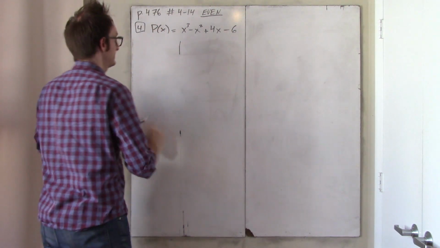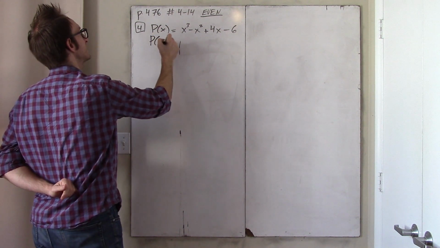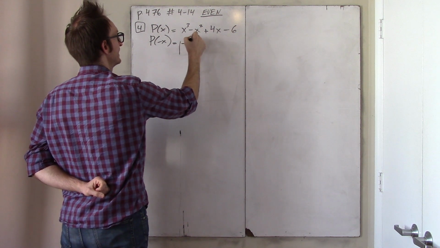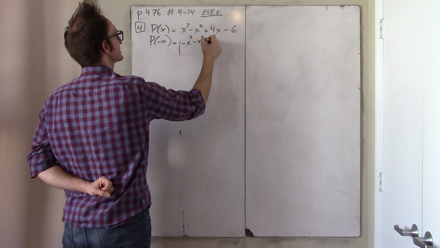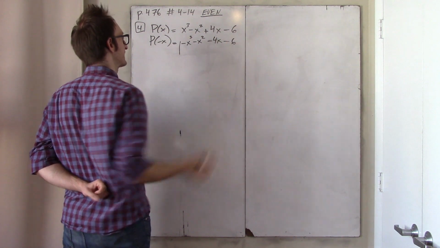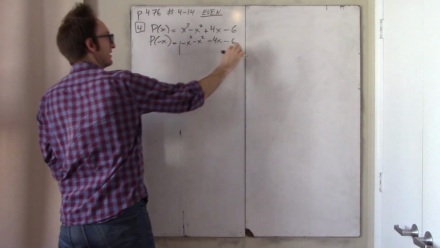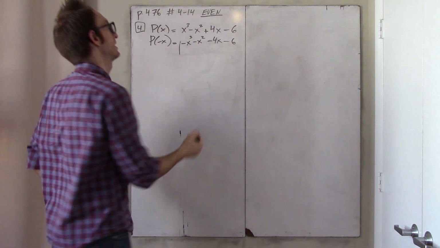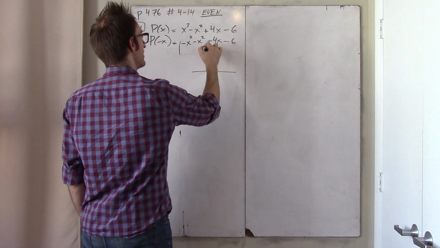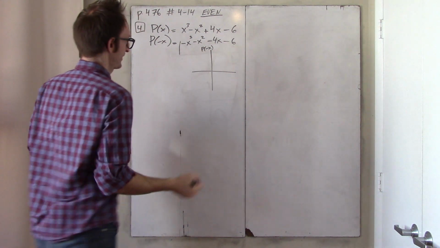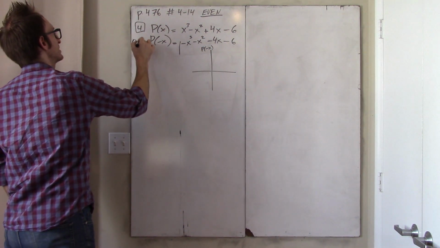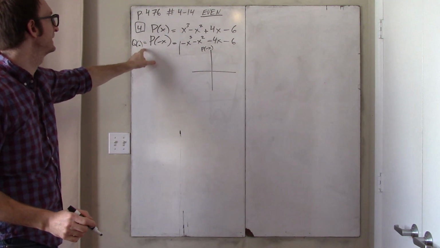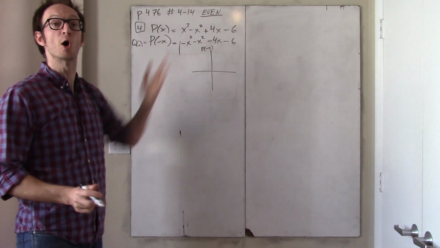And then the other thing to do is to consider p of negative x, which first we'll just crank out. What does that give me? Negative x cubed minus x squared minus 4x minus 6. What is this function p of negative x? Well, it's just p, but flipped over the y-axis. If it makes you happier, give this function a new name: let the cubic polynomial p of negative x be q, which is its own polynomial.